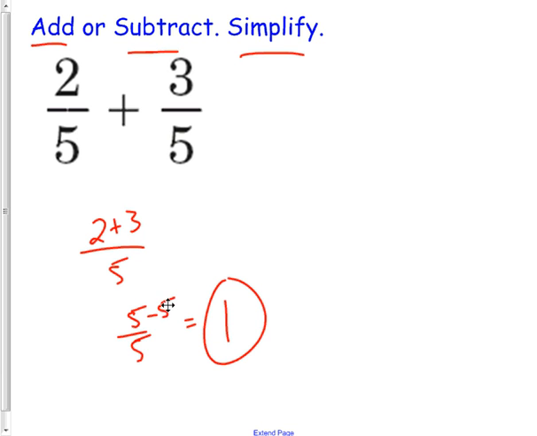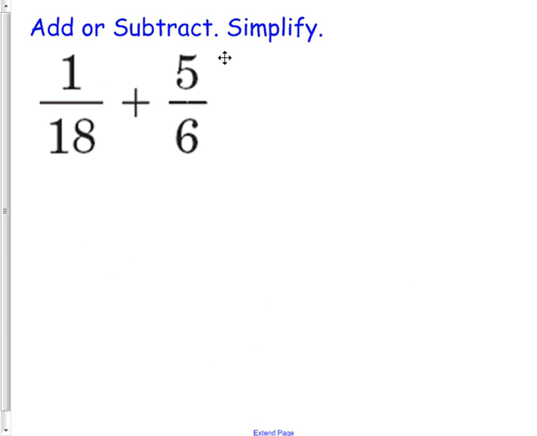When I subtract 5, I'm doing that because I need 5 to make a whole. So for every 5 I can take away, I can make 1 more whole. Well, 5 minus 5 is 0, so I don't have anything left over. And 0 over 5 just equals 0. So I don't have to write 1 and 0 over 5. I can just write 1. So that's where I get that answer.